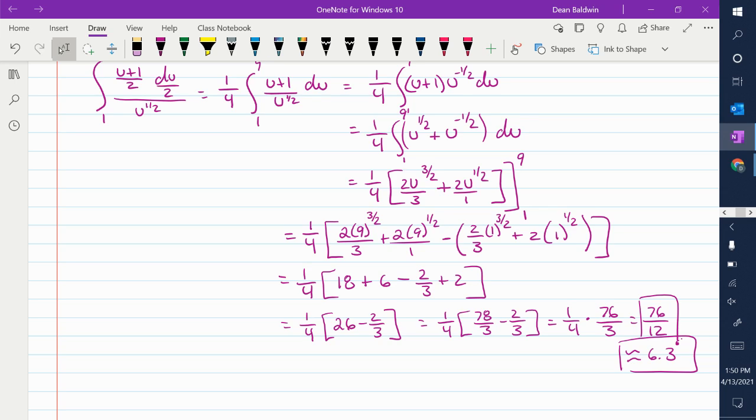Here, I'll check it on Desmos. You have something completely different? Like, what's completely different? All right, let me check my answer. I'm pretty sure mine's right, but I have been wrong before.